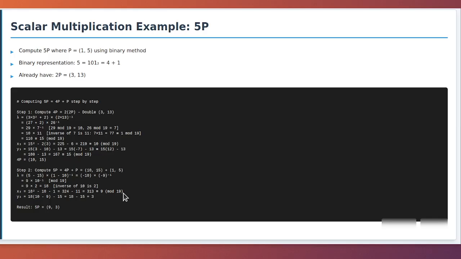Now, 313 modulo 19 is found by subtracting 16 times 19 from 313. So, 313 minus 304 equals 9. And y sub 3 equals 18 times the quantity 10 minus 9, then minus 15. This simplifies to 18 times 1 minus 15, which is 18 minus 15, resulting in 3. Therefore, 5p equals (9, 3).